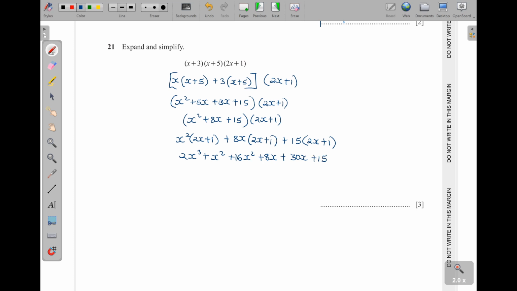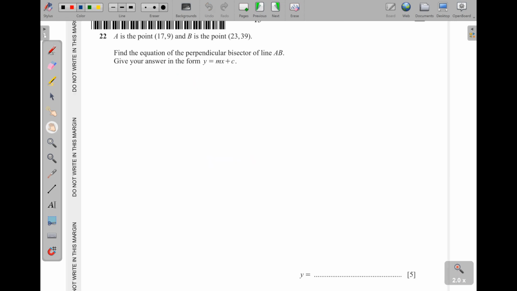Then when we simplify, we can get here 2x cubed. Then the squares, we have this and this. That is 17. So 17x squared. And then the x's, we are having 8 and 30. So we shall get 38 of x, then plus 15. Just like that.